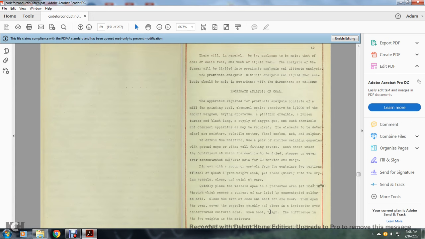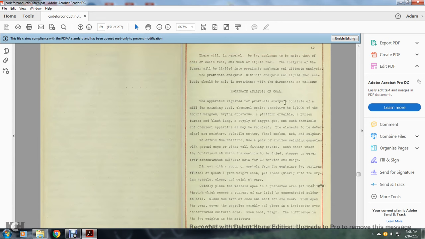Alright, there will be a general analysis to be made of the coal, the solid fuel and the liquid fuel. The analysis will be divided into the approximate analysis and ultimate analysis. Liquid fuel analysis should be in accordance with the direction as follows. Approximate analysis for the coal.